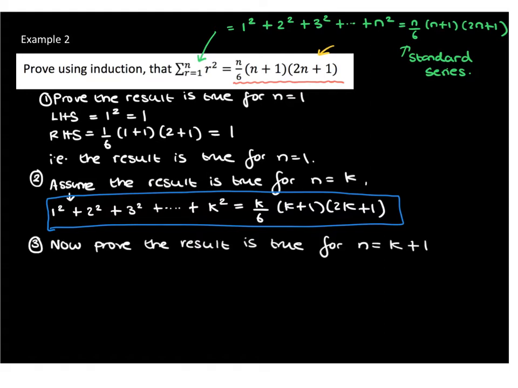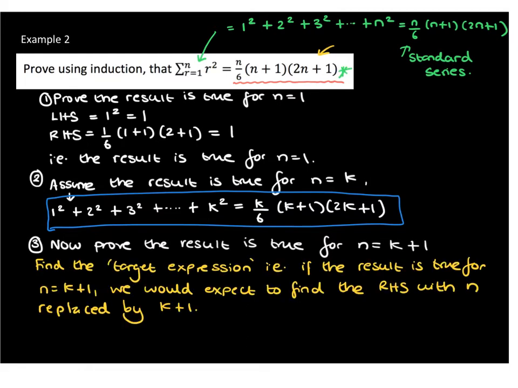Now, we're going to do this slightly differently to how we did the previous question. We're going to find ourselves the target expression. So if the result is true for n equals k plus 1, on the right-hand side, we would expect to get the format of this result here, but n would be replaced by k plus 1. So what would this target expression look like? It would be the right-hand side, but n would be replaced by k plus 1.